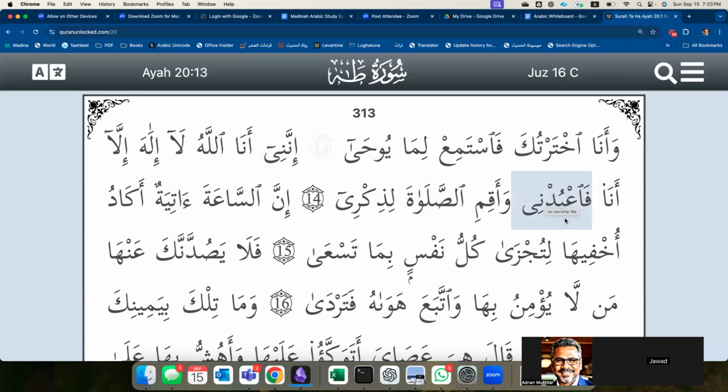Fa'budni. Then worship me. Wa aqimis salata, and establish the prayer lidhikri, for my dhikr. So if you want to do my dhikr, don't just do dhikr, aqim as-salah, establish salah. So from the Yahweh, that's where it comes from. In I am what I am.